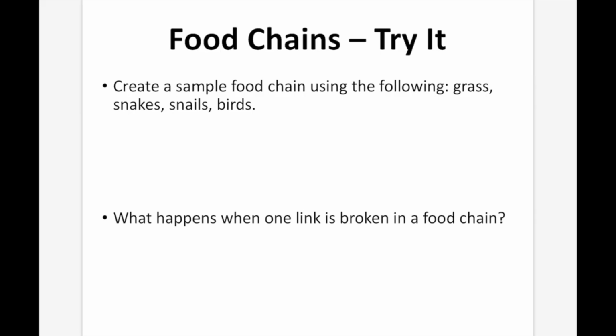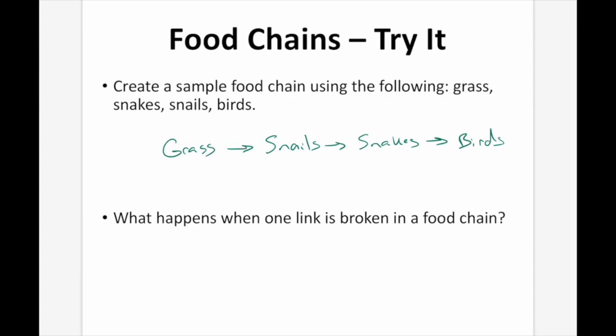So in this case, the producer, the first thing in the food chain, is going to be the grass. The grass is going to be eaten by the snails. The snails are going to be eaten by the snakes, and the snakes will be consumed by the birds. Now, you could always have switched up snakes to birds. There are snakes that eat birds, and then birds do eat snails as well. So you can see how these food chains don't really exist as is in nature, because different things are going to eat different things. But as a very basic idea, this food chain is shown right here.